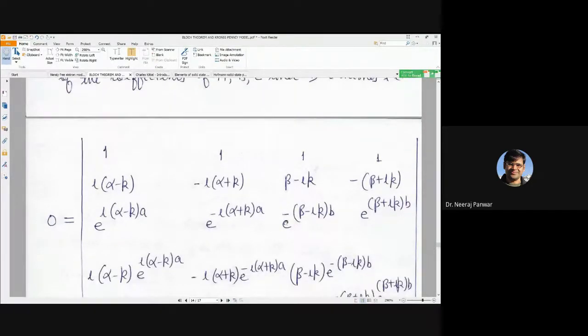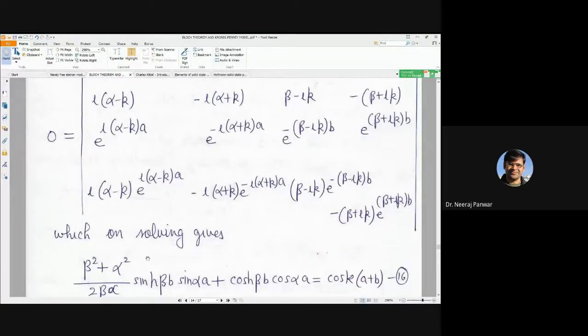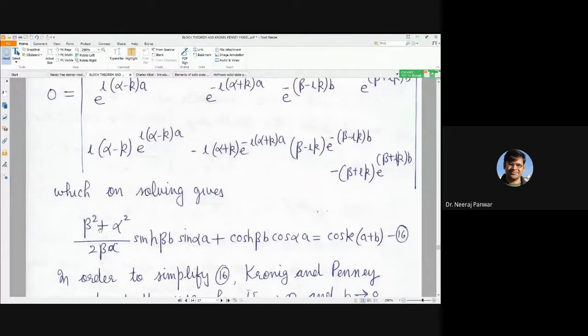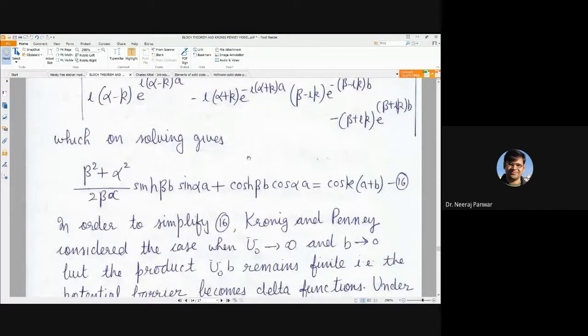So this matrix would be like this, which on solving will give us this equation: (beta squared minus alpha squared) upon 2 beta alpha, sinh(beta b) sin(alpha a) plus cosh(beta b) cos(alpha a) is equal to cos k(a plus b). We have to solve this equation and we have to simplify it. So what Kronig and Penney did in order to solve this equation, they first considered the potential barrier height tends to infinity and b tends to 0.